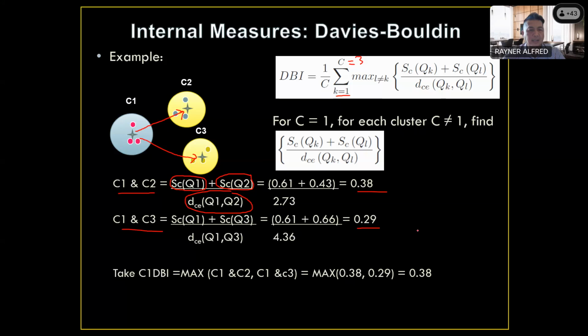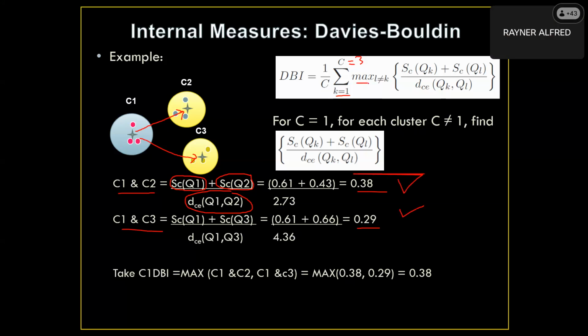Okay, so now we want to pick this measurement or this measurement. Okay, they says that okay, we find the max. So the reason why we find the max is that because we want to take the worst scenario. So that means the cluster 1 dBi will be 0.38, which is the maximum between these two measurements. Okay, we want to take the worst scenario. Okay, so this is only for k equal to 1.